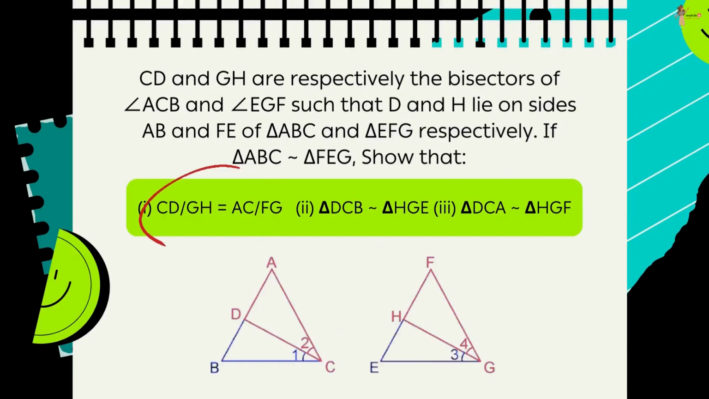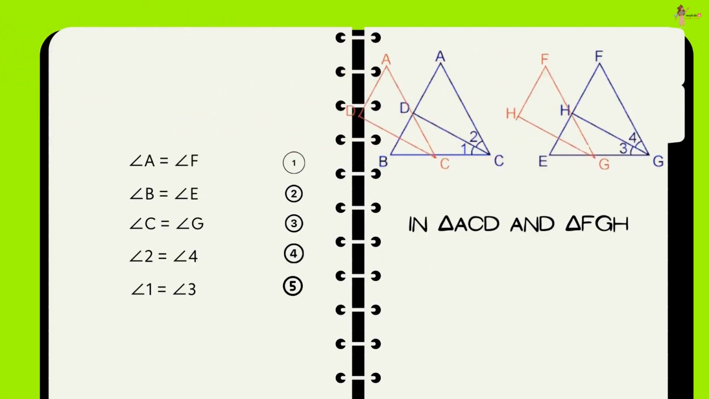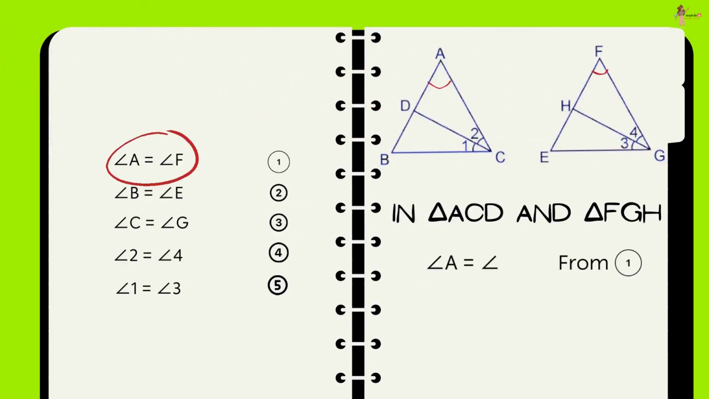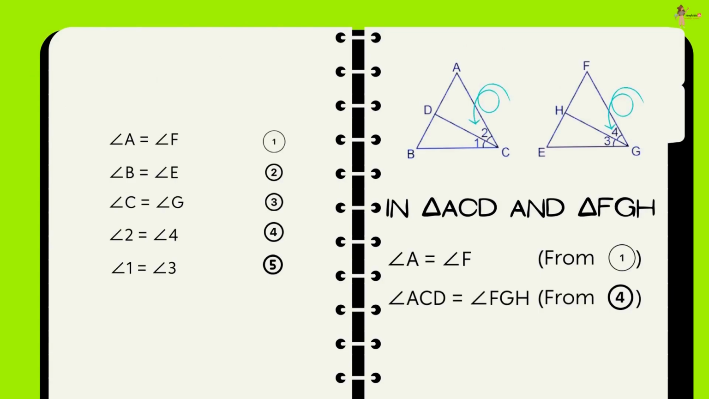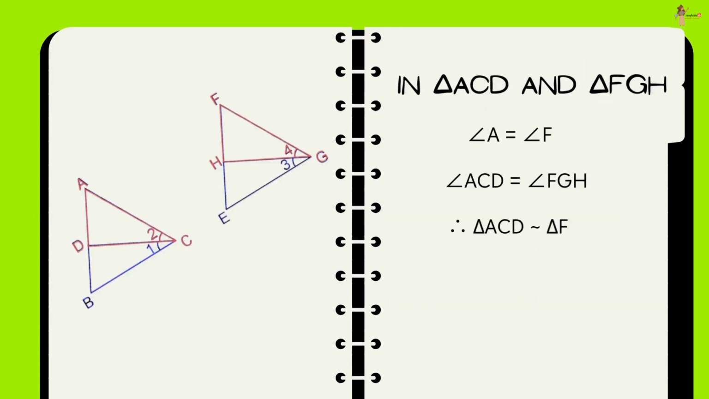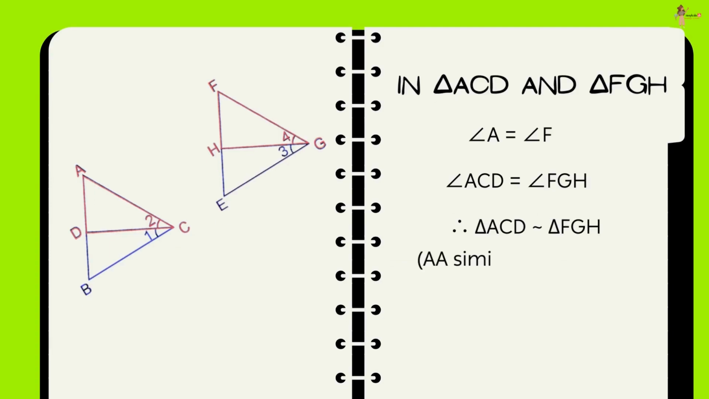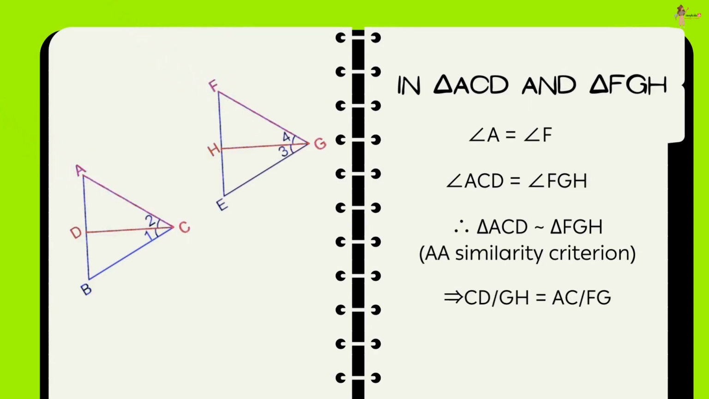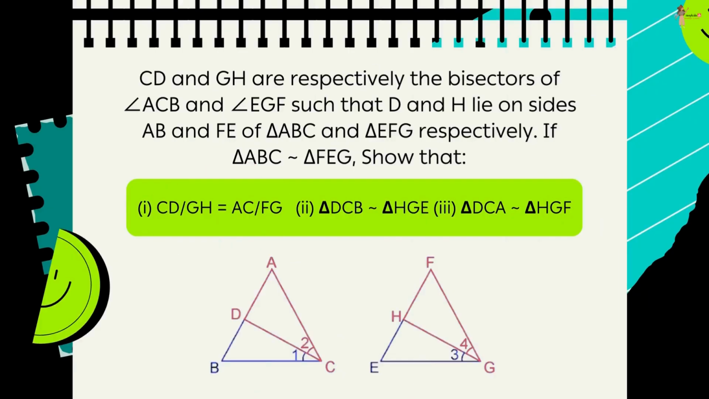Let's start with the proof of part 1. In triangle ACD and triangle FGH, angle A is equal to angle F from 1. Angle ACD, which is angle 2, is equal to angle FGH, which is angle 4 by equation 4. Therefore, triangle ACD is similar to triangle FGH by AA similarity criteria. Well, this also implies that CD upon GH is equal to AC upon FG because corresponding sides of two similar triangles are always in similar proportion to each other. This proves our part 2.